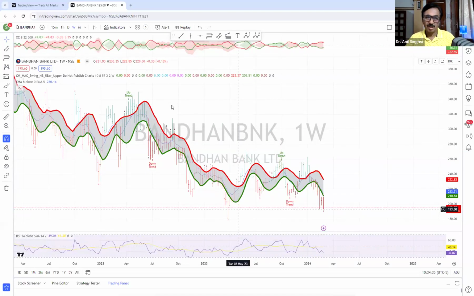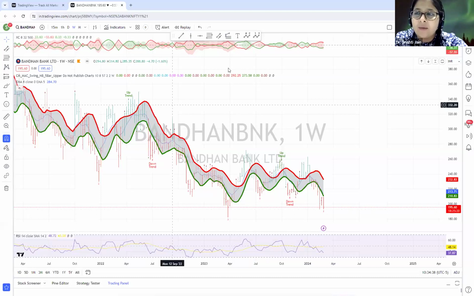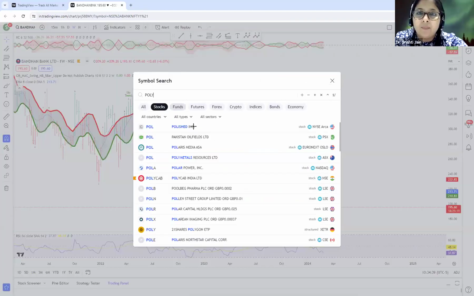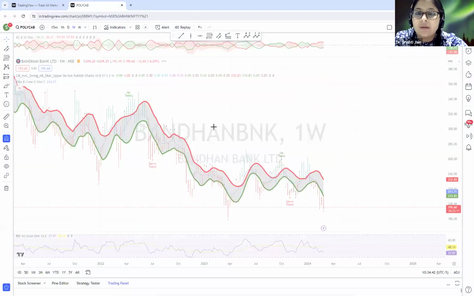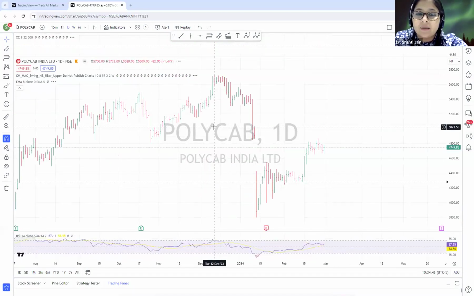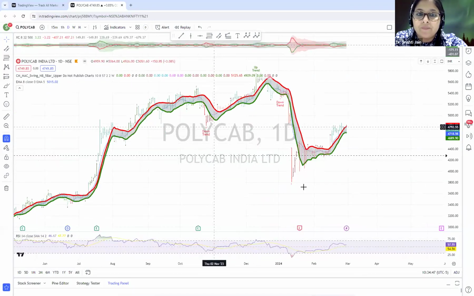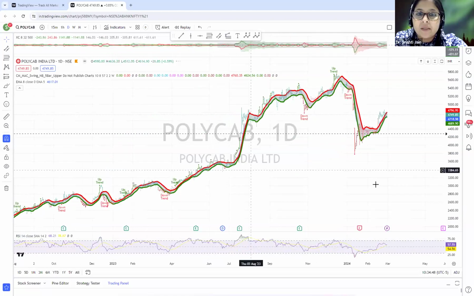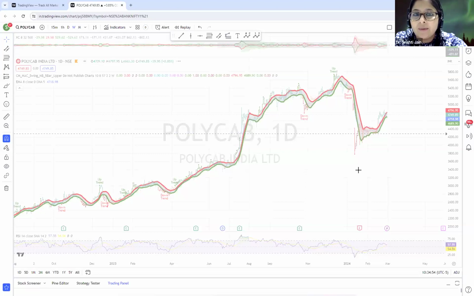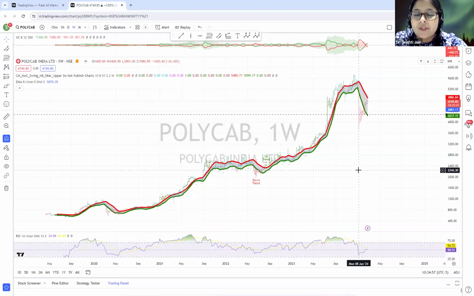Polycab. Yeah, like many people are stuck in AU Bank, Bandhan Bank, Polycab now. Like Polycab was an IPO stock. So I follow one simple principle for my long-term investing, which of course I'm a novice. It's the 30 weeks moving average of Stan Weinstein.